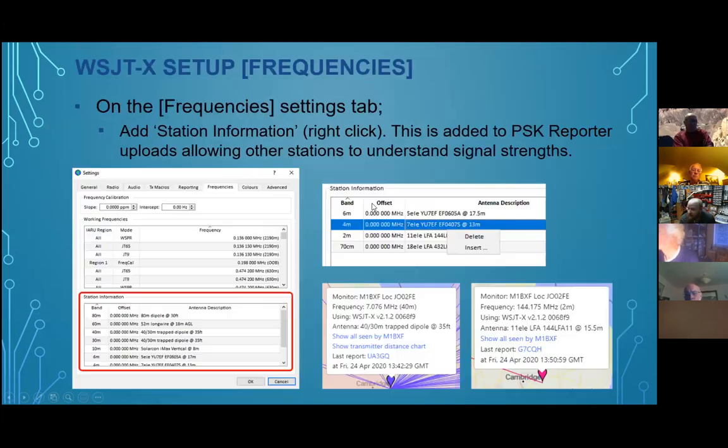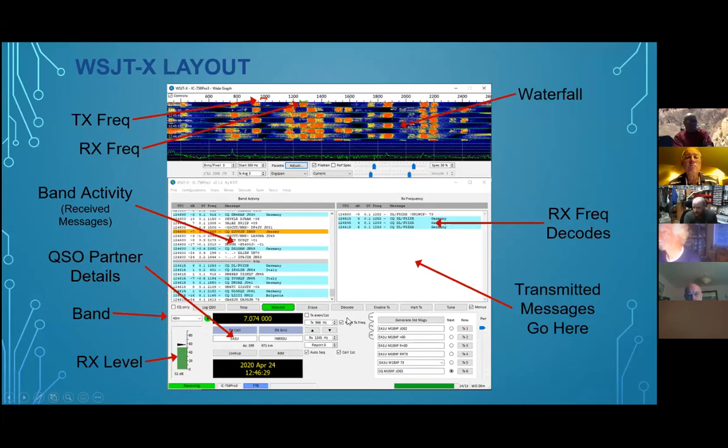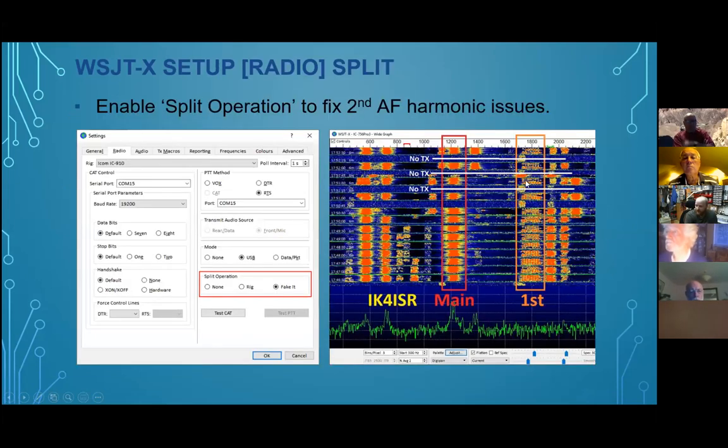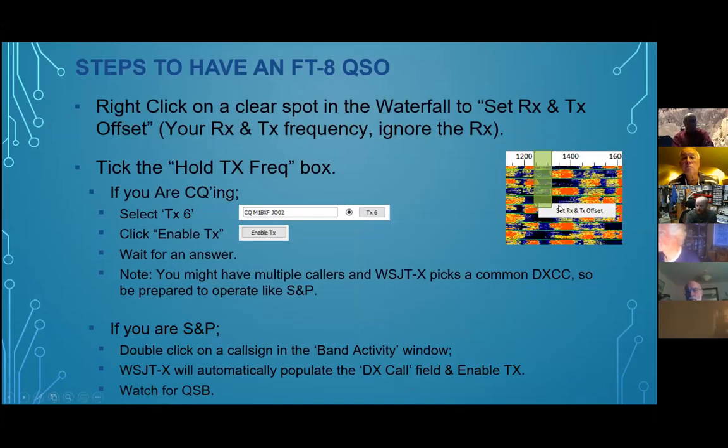Let me just go back to, there's a tick box, which is really important on the main one here. Hopefully you can see there's a Hold TX Frequency box here just below this decode button. Always run with that box ticked. And the way you always start any QSO is you find a clear frequency in the waterfall, right click on it, and then do set your RX and TX offset. All you're caring about there is your TX offset. You always want to transmit on the same frequency. You don't want your transmit to move every time you have a QSO.